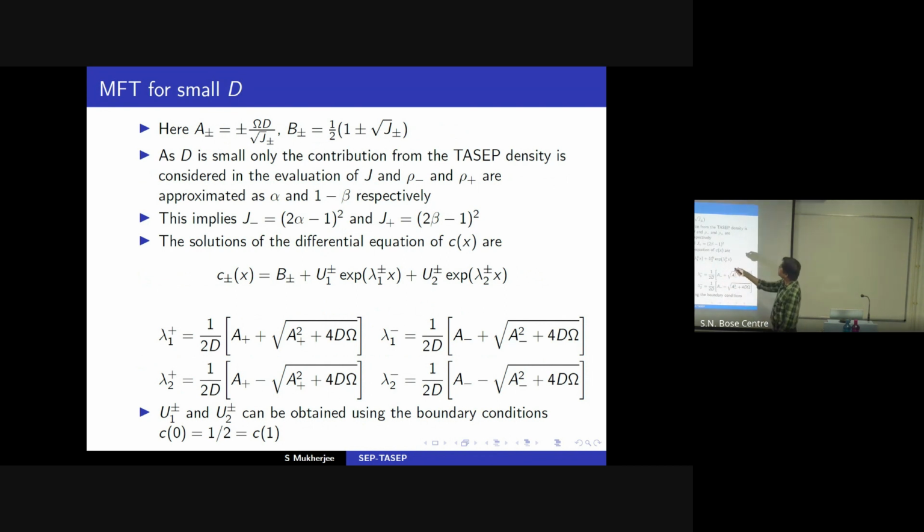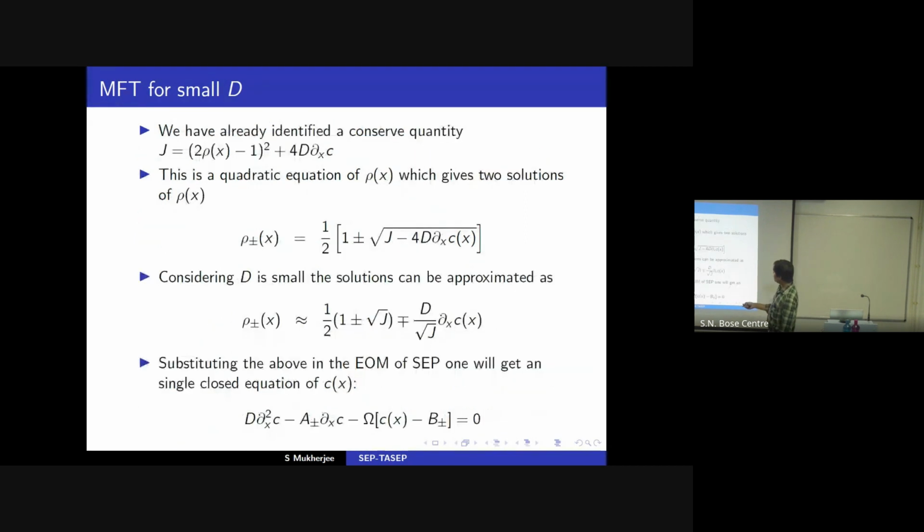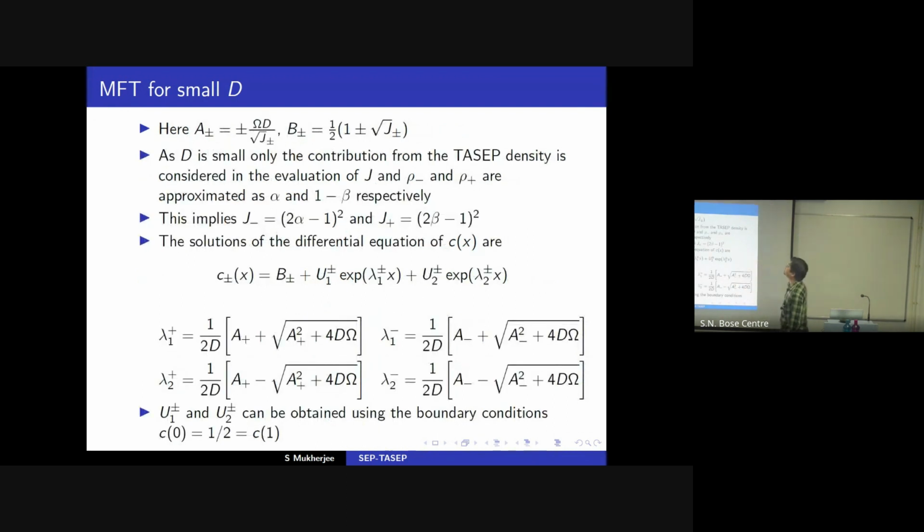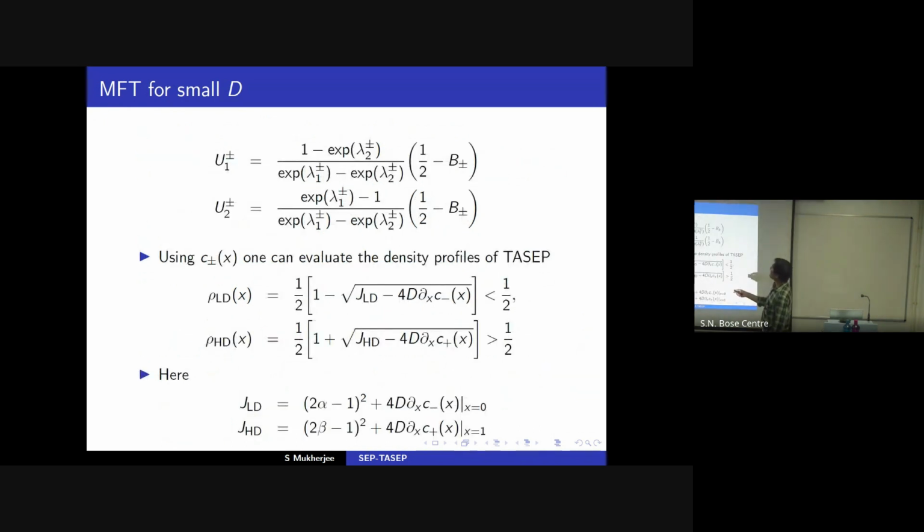And the values of J plus minus are given like this: J minus equal to (2 alpha minus 1) whole square and J plus equal to (2 beta minus 1) whole square. So from this differential equation, we have two solutions of C, C plus and C minus, where U1 plus minus and U2 plus minus can be evaluated using the boundary conditions. C0 and C1 both should be half. Then we evaluate U1, U2, and we get the expression of C plus minus.